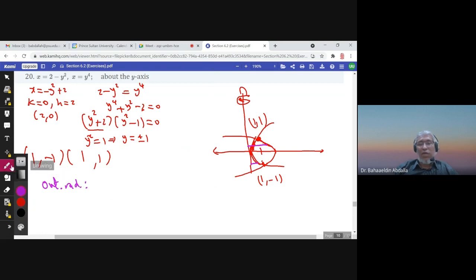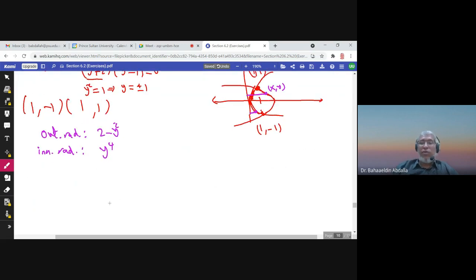Well, the outer radius, in this case, we reach a point here, which is (x, y). So it's x of this curve. What is this curve? It's 2 minus y squared. So that's the outer radius. The inner radius is this distance. And we reach a point on the curve, which is (x, y). So it's x of this curve, which is y to the power 4.